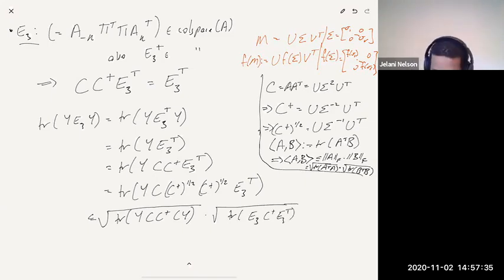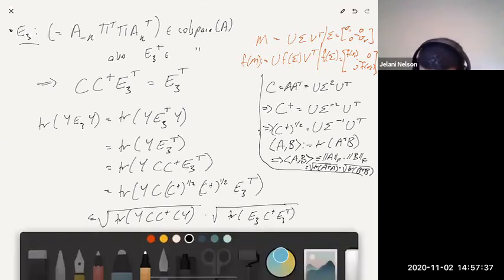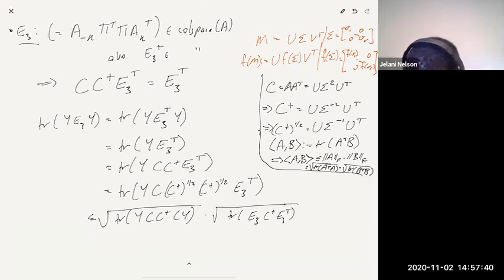I know this is a lot of symbols, and maybe you're getting lost in all the symbols, but all I'm using is this. That's all I'm doing.